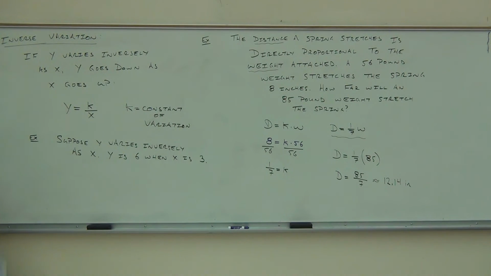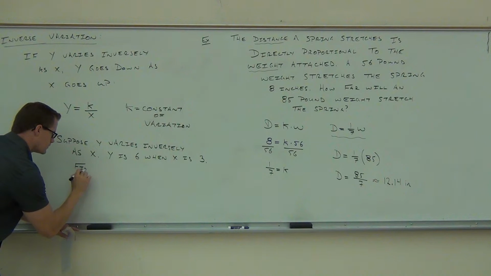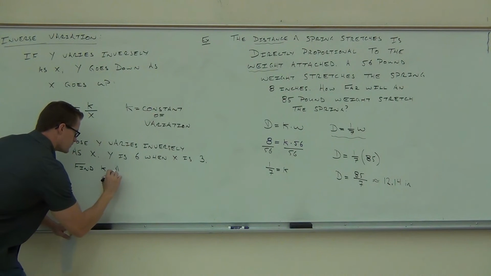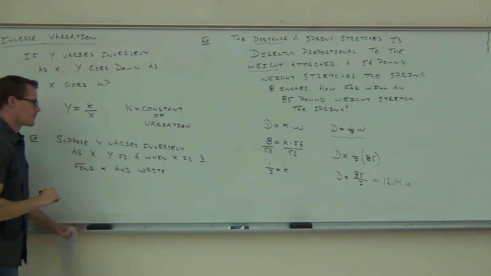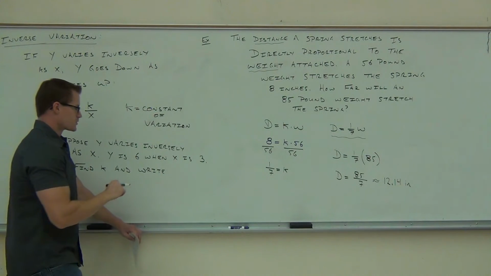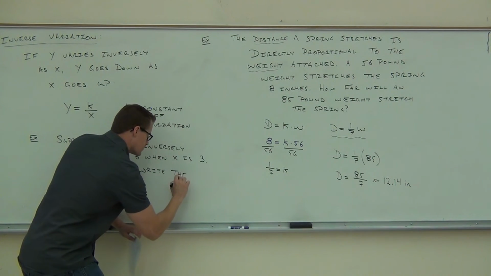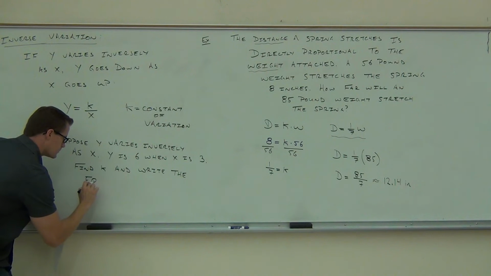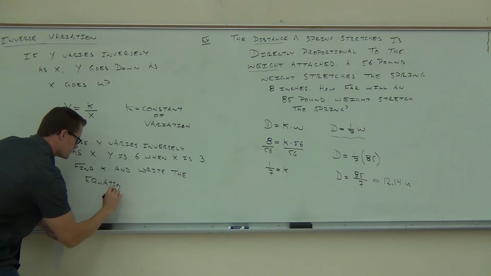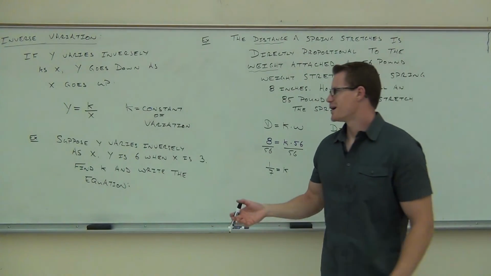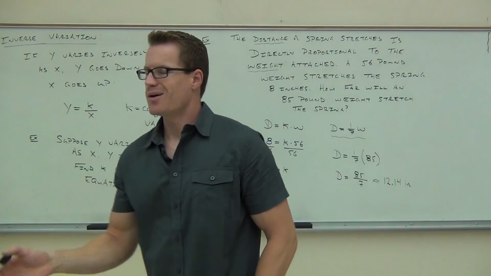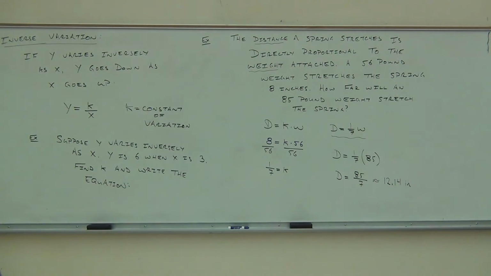Well, that's going to be important in just a bit. What we're going to try to do is find k and again set up the equation. So find k and write the inverse variation equation. So read through the problem one more time. Suppose y varies inversely as x. We're not dealing with direct right now. We're not k times. We're going to be k over. We just talked about that.